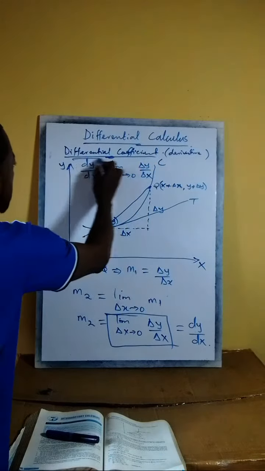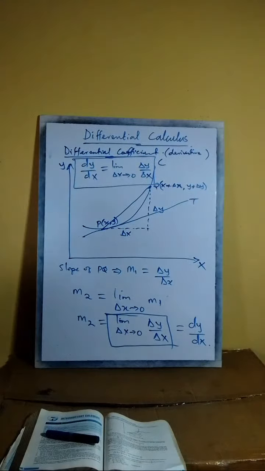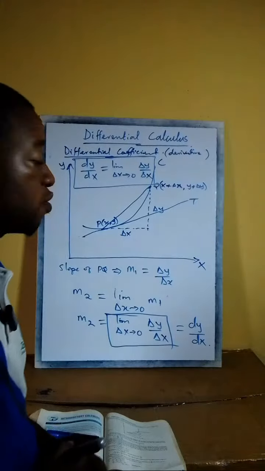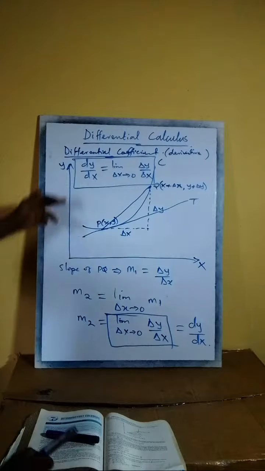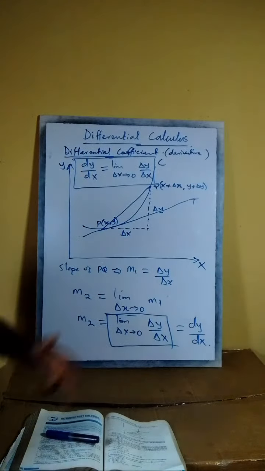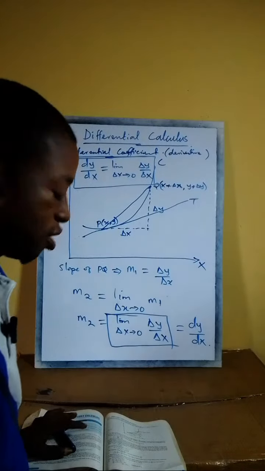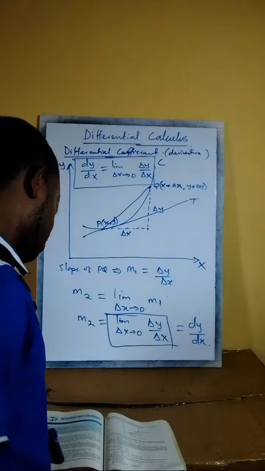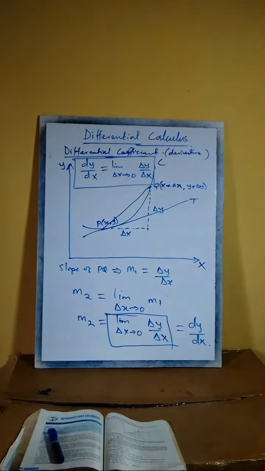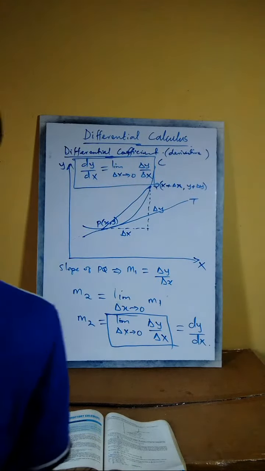So here we have the definition for differential coefficient, which is also referred to as the derivative of a function, or the rate of change of one variable with respect to another variable. So that is the differential coefficient of a function. And from here, let's derive the first principle formula of differential coefficient.